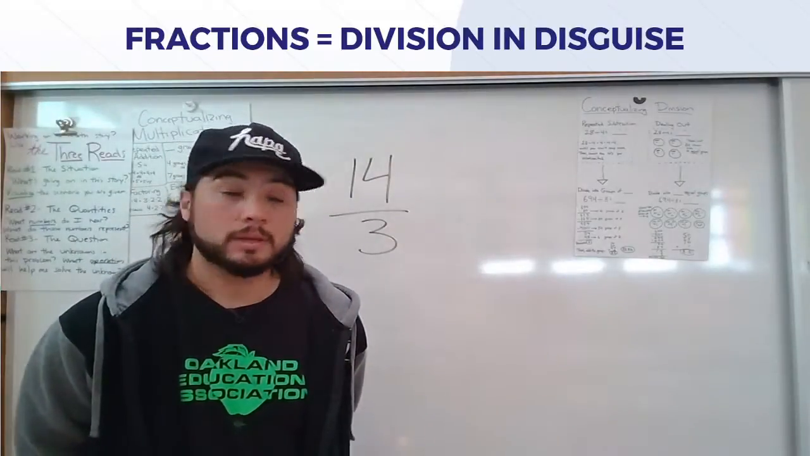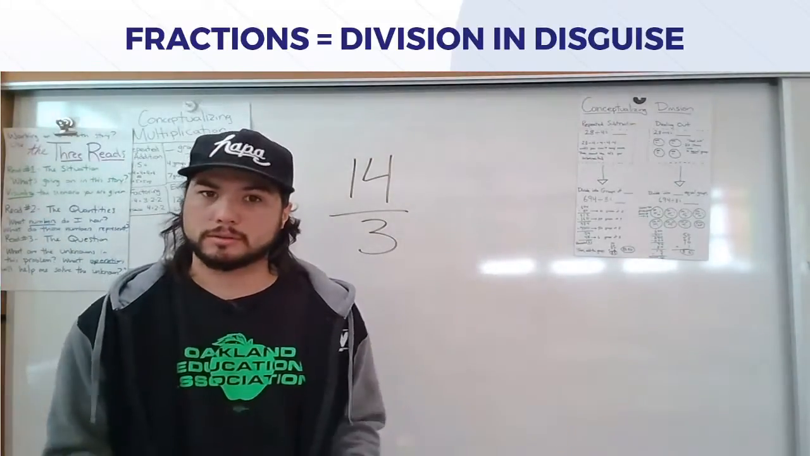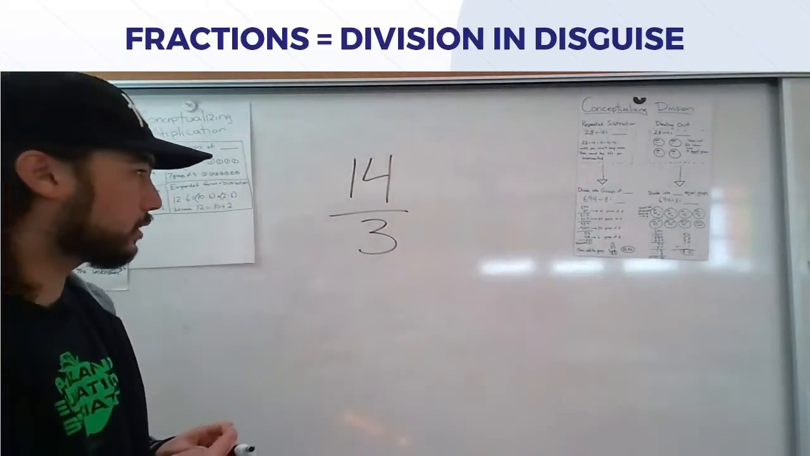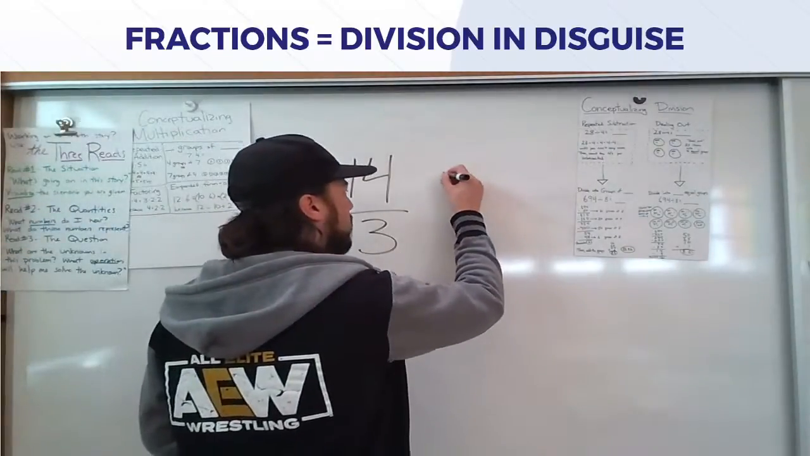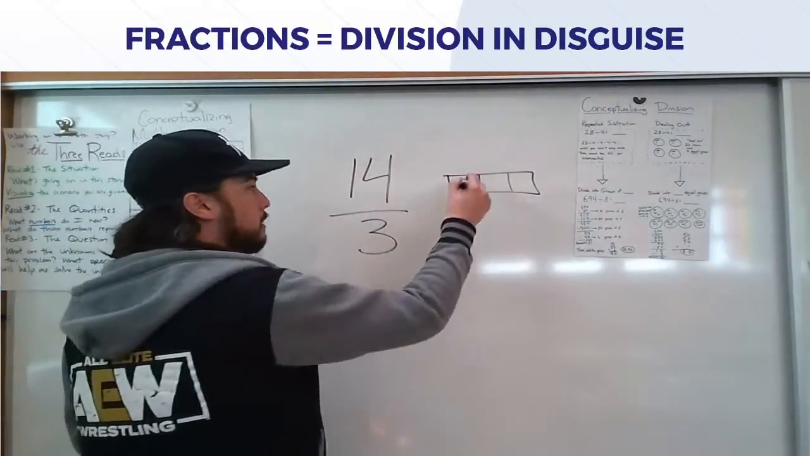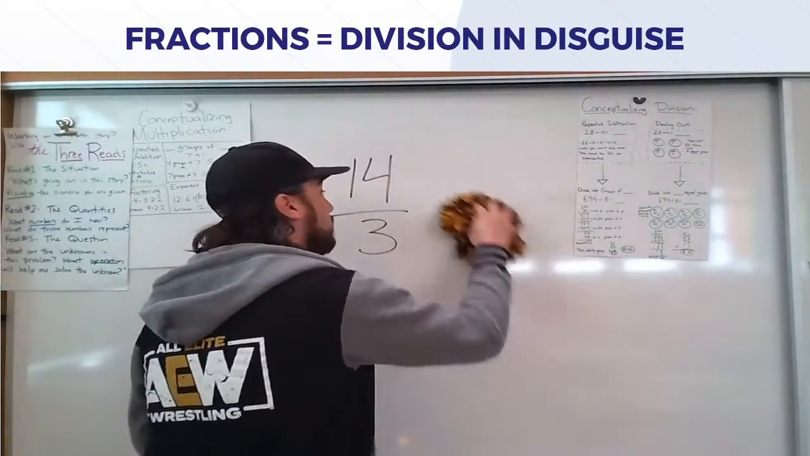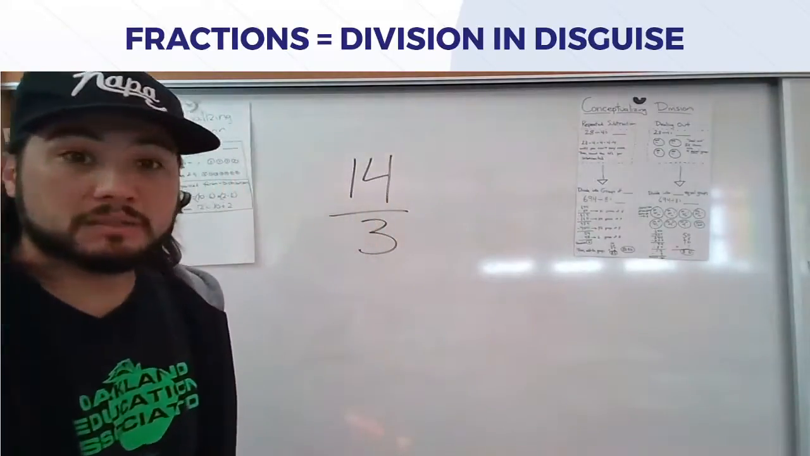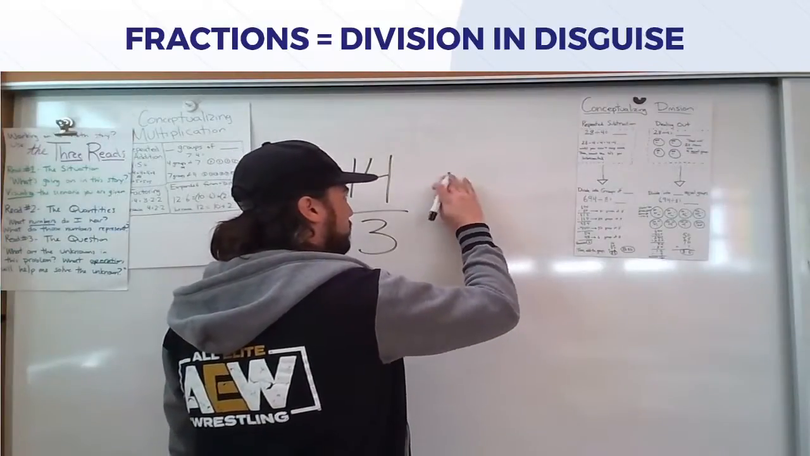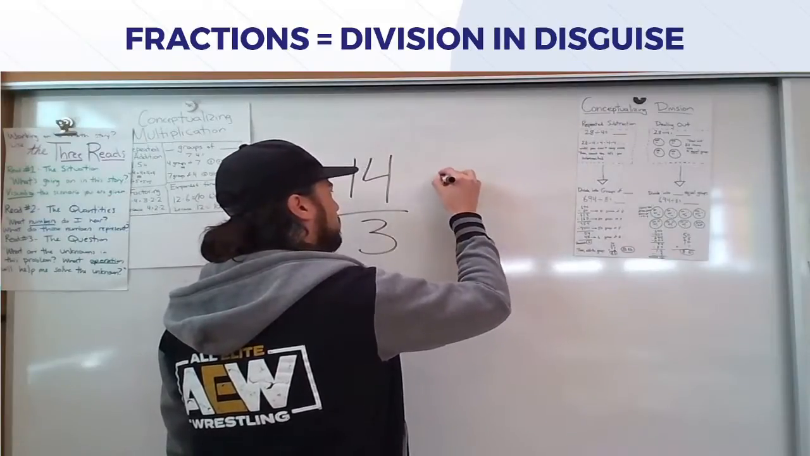3/3 equals one. So in order to find out how many whole units we have, we need to know how many groups of 3/3. If we take a fractions bar, we divide it into thirds, we've got 14 of these things, 14/3. We need to know how many whole ones they make. So we can just take the 14 and make some groups of 3. I usually use tally marks, but those can look like ones, so I'm going to use X's. There's 3/3.